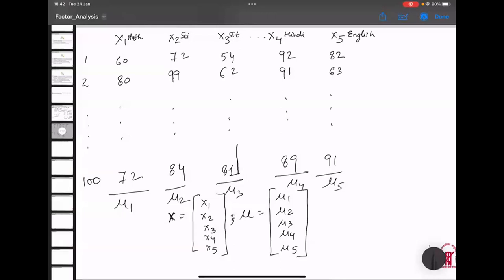And we have now the variance covariance matrix. What is this variance covariance matrix? As I told you, there will be the variance of X1, represented by sigma 11. There will be the variance of X2, represented by sigma 12. Similarly, the variance of X3 will be represented by sigma 13. So all these have got variance.